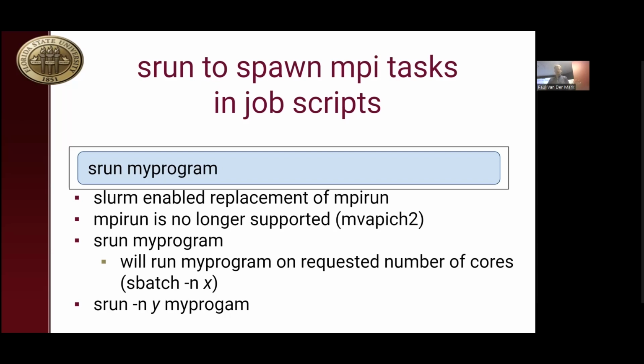So srun in general, if you have a job script, it's basically srun my program, and it will start on the number of cores that you requested. Now you can also do individual settings. If you, for example, want more memory, you can lower that. But in general, we tell people not to.